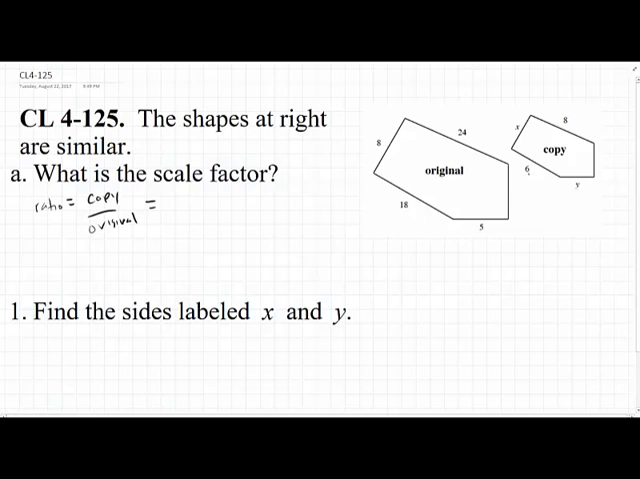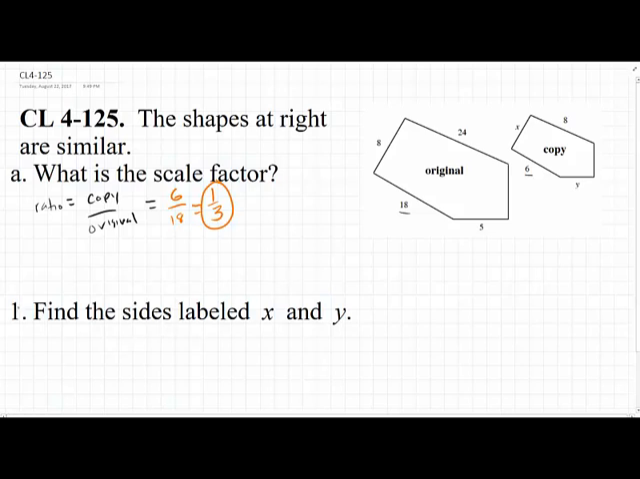I believe here are corresponding sides. We have the 6 and the 18. So let's put the copy is 6 and the original is 18, and of course we want to simplify that to 1 over 3. So the scale factor is going to be 1/3, or 1 over 3.